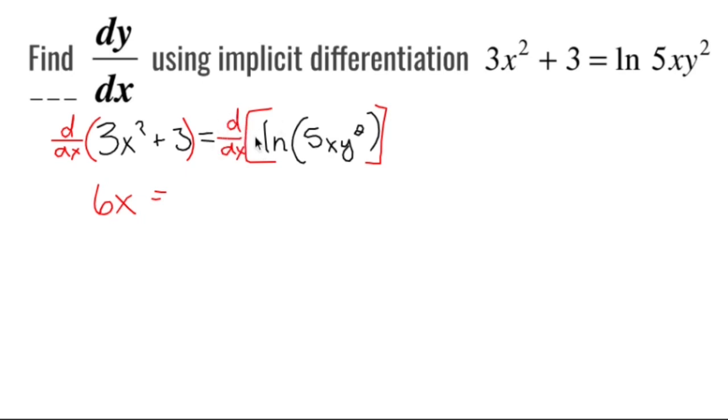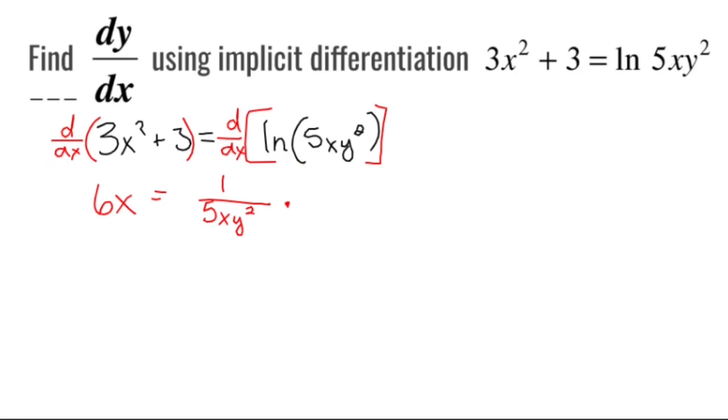This is asking me to take the derivative of ln of stuff. Now, ln of x, the derivative of that would be 1 over x. But ln of something that's not x requires the chain rule. So I'm going to take the derivative of the outside, which is 1 over, keep the stuff on the inside, so keep 5xy squared, but multiply everything by the derivative of the inside with respect to x.